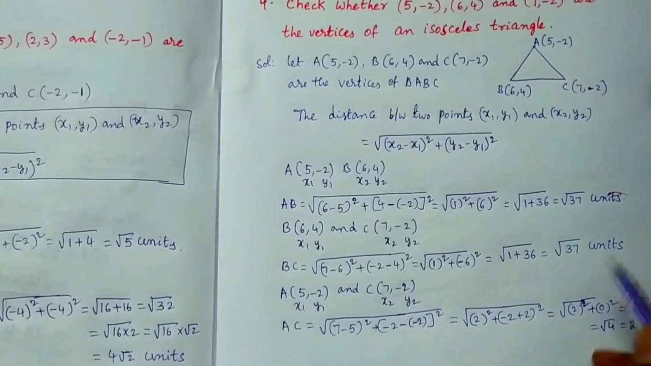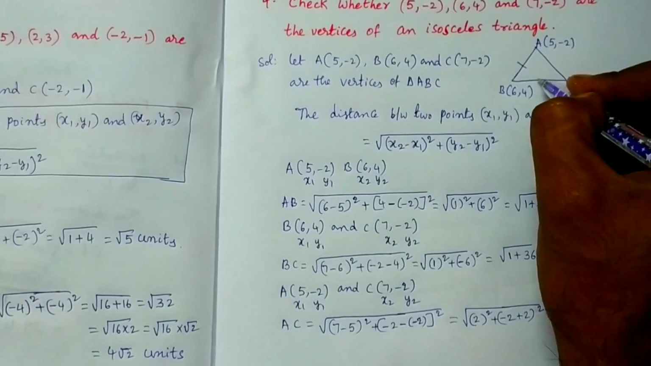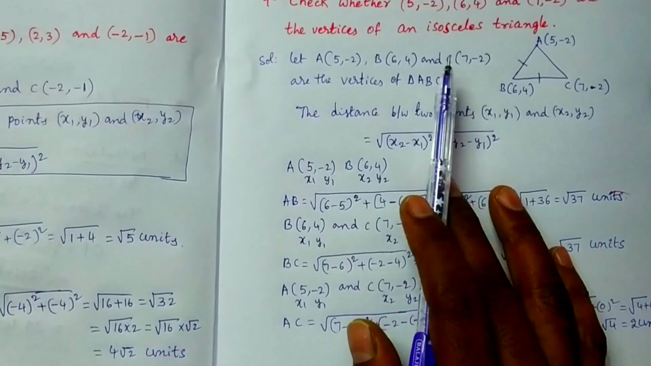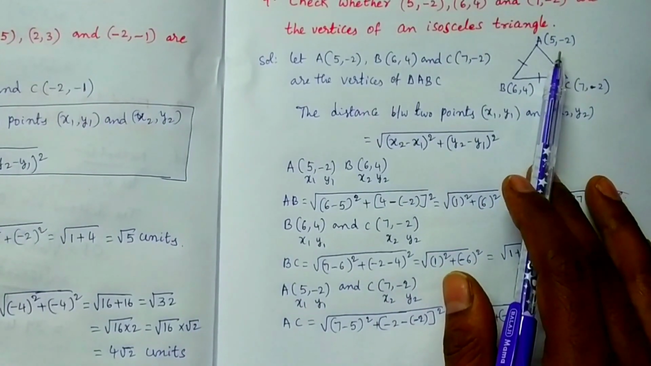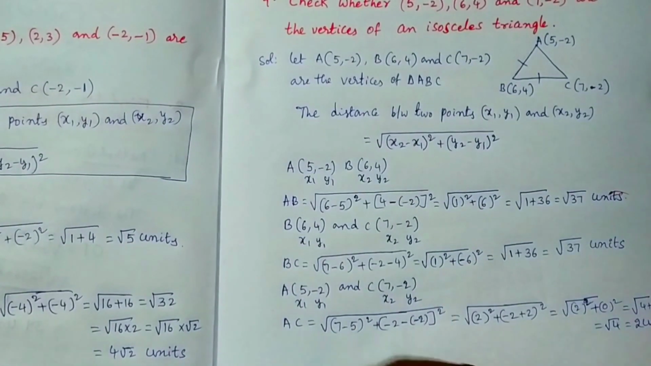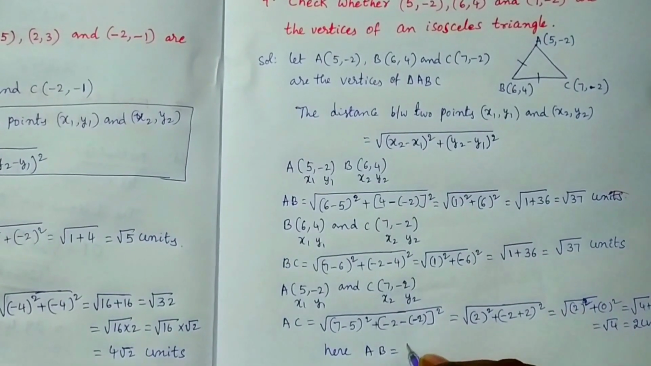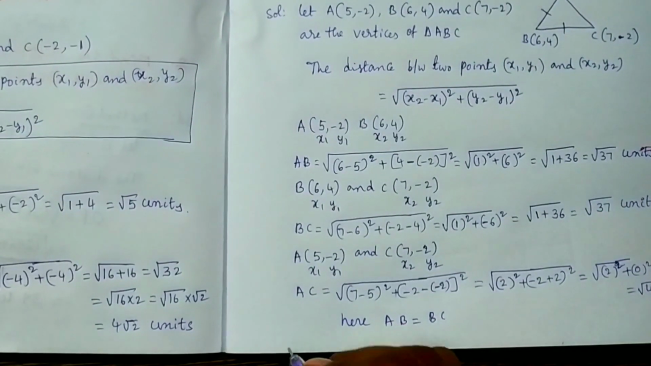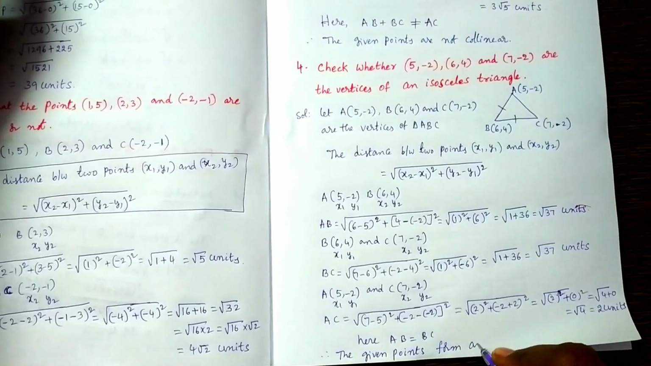Here the two sides are equal, AB and BC. AB, BC are equal. So in a triangle, if any two sides are equal, the type of triangle is called isosceles triangle. So here two sides AB equals BC. So two sides equal. Therefore, the given points form an isosceles triangle.